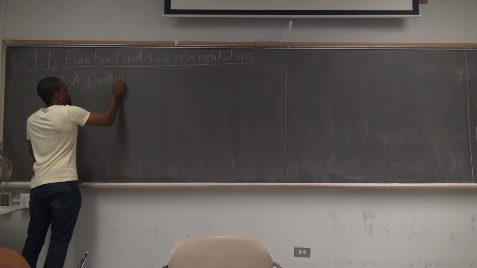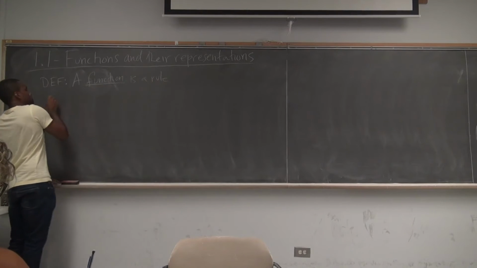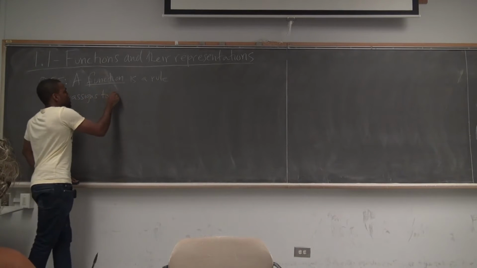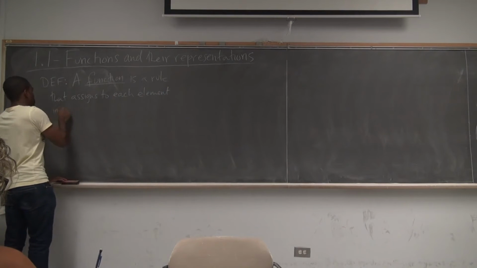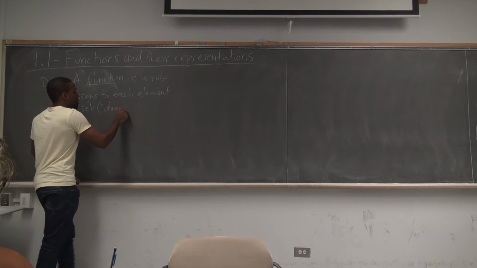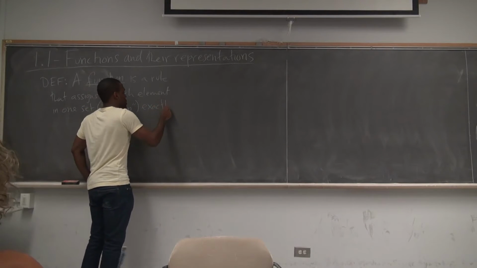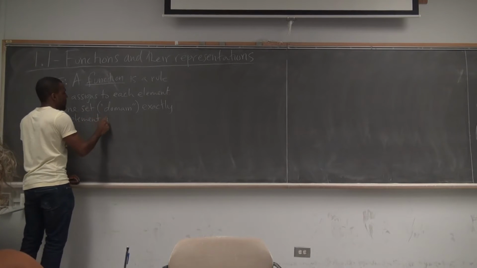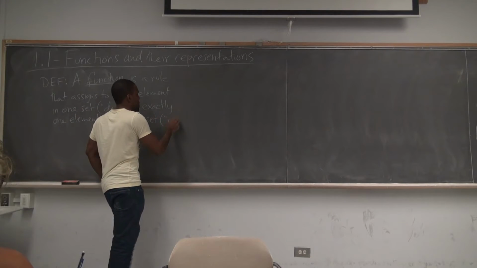A function, I'm defining that word, is a rule that assigns to each element in one set, called the domain of the function, exactly one element in another set. This is called the codomain of the function.